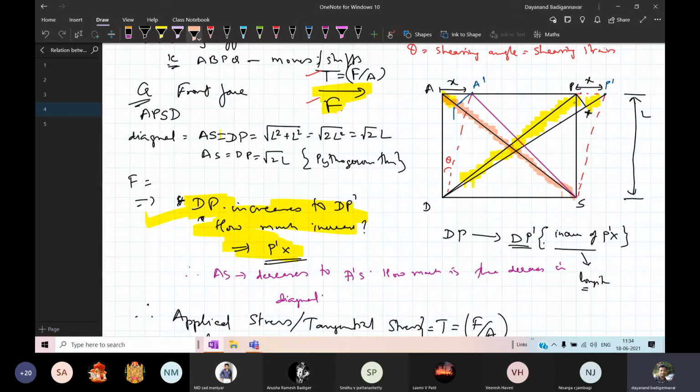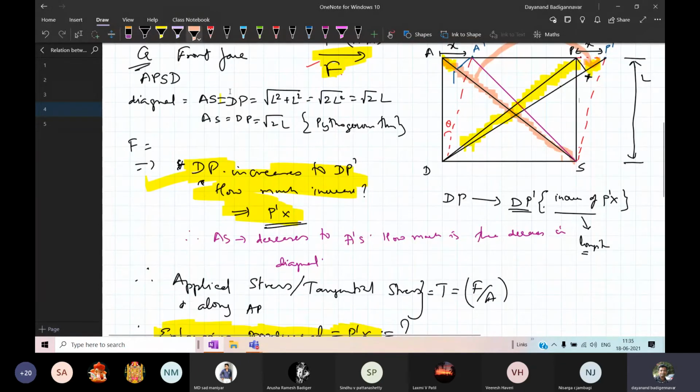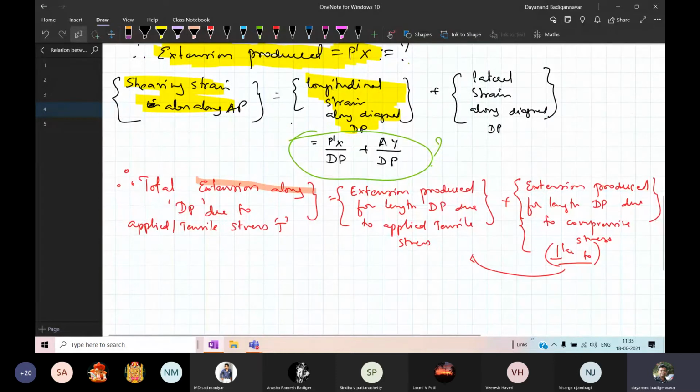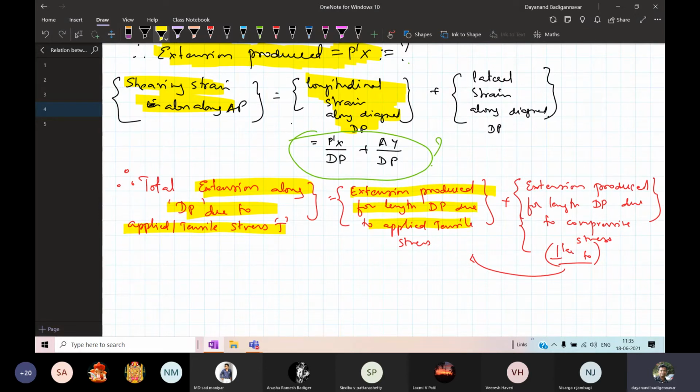The diagonal AS decreases here, but it will increase the length. It is also contributing. This has to be remembered. Okay. So therefore I have written like this. Look here: the total extension along the length dp is equal to the extension produced. Okay, so what is the total extension? Total extension along dp is due to the applied stress. First, the extension produced for length dp due to the applied stress, along dp. Second, the extension produced for length dp due to compressive stress, this is important.